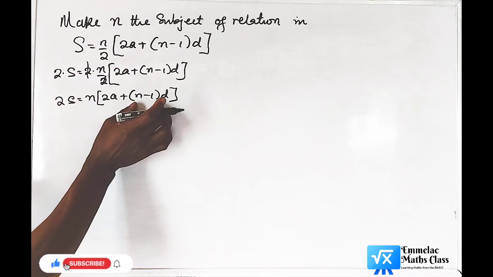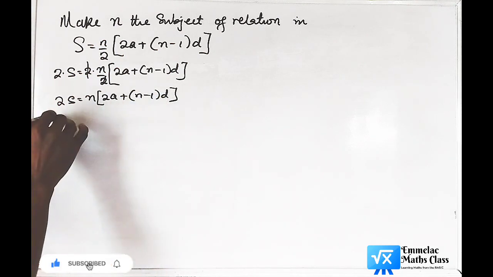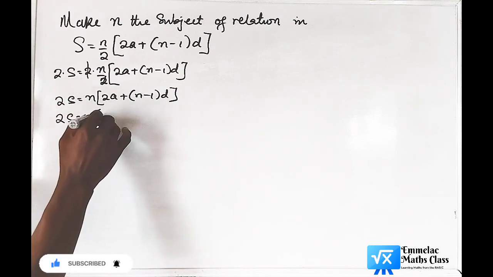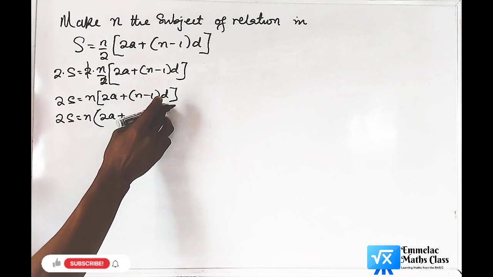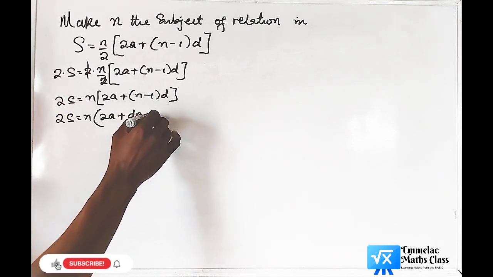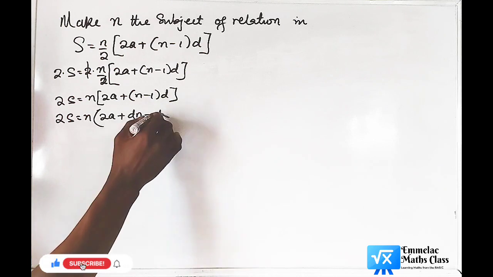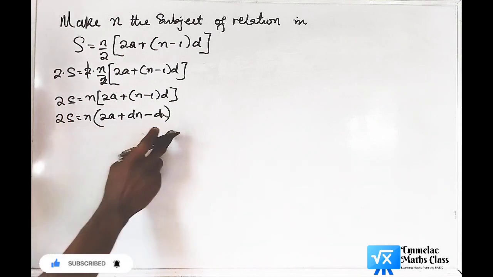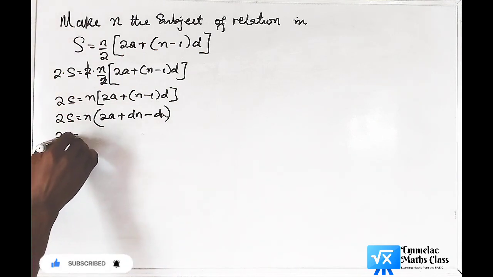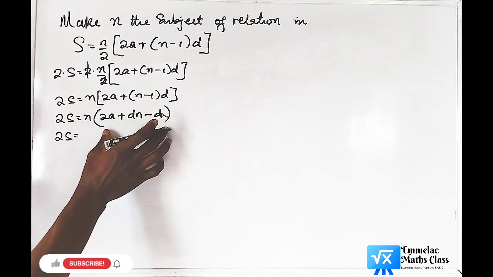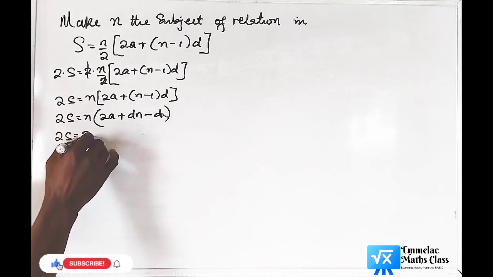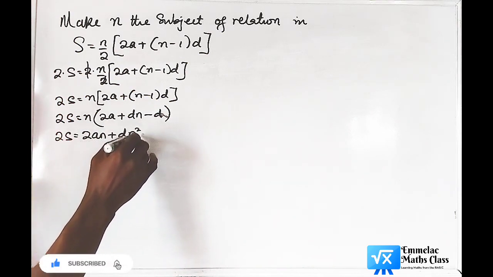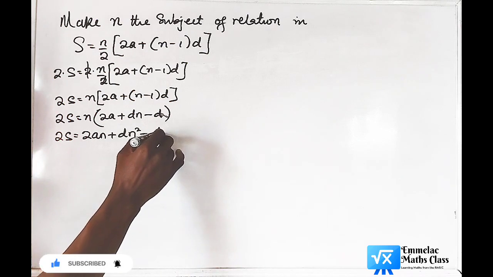Now let us solve what is here in the bracket. Here you have 2S equals n, then 2a, now plus, here you have dn minus d, because d multiplied by this will give you this, then close bracket. Okay, now let us multiply through by n for us to have an open bracket. So here you have 2an, then plus dn raised to power 2 minus dn.